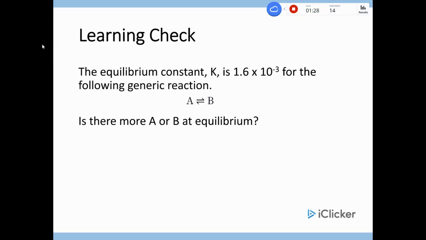Yeah, so think about, well, it might be helpful to write the equilibrium like product over reactant, and then with the value that's provided, what does that tell you about the ratio? Is the denominator larger or the numerator?